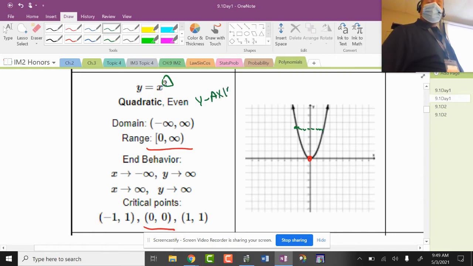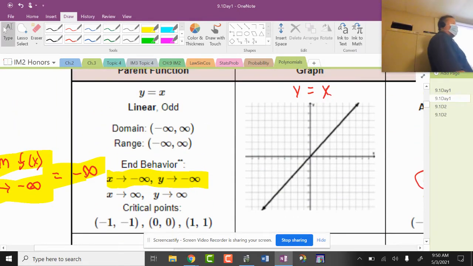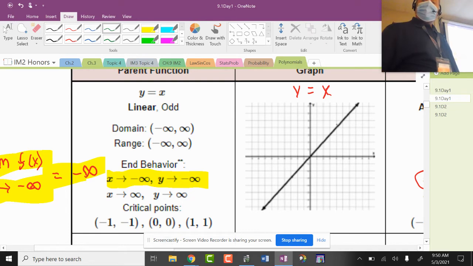And there's other attributes, so on and so forth. Now, what's weird is they called this one odd. Well, is it just because it's y equals x to the first, and that's an odd degree? Maybe that's where the name originated, but it's more than that.